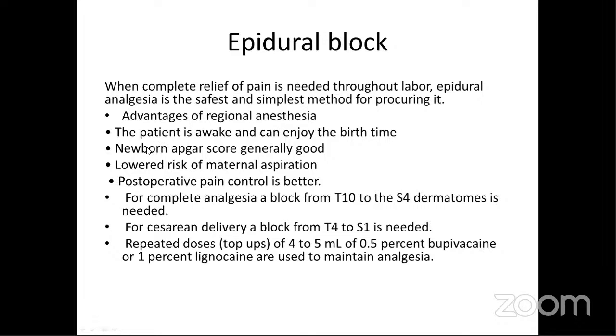Advantages of this regional anesthesia are that the patient is awake and can enjoy the birth. Newborn Apgar scores are generally good; it doesn't have much effect on the fetal Apgar score and the breathing pattern. There is a lowered risk of maternal aspiration, and postoperative pain control is better. For complete analgesia, a block from T10 to S4 dermatomes is needed. And if the patient has to be converted to cesarean delivery, we increase the level of the block from T4 to S1. Repeated doses, or top-ups, can be given with 4 to 5 ml of 0.5% bupivacaine or 1% lidocaine to maintain the analgesia. So this is about the epidural block.